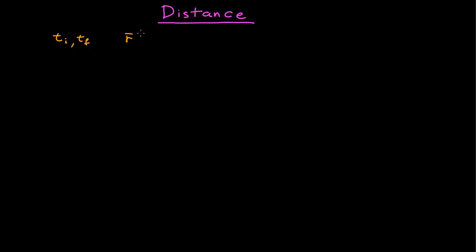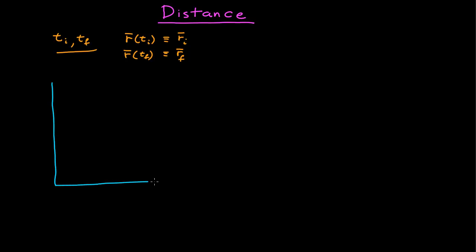The position function vector at t initial, and I might give that a shorthand name, it might be r sub i, as well as the position vector at t final, and I might call that r sub f, but these are two vectors that are given by the position vector function at these two times. Okay, let's look at what those may be.